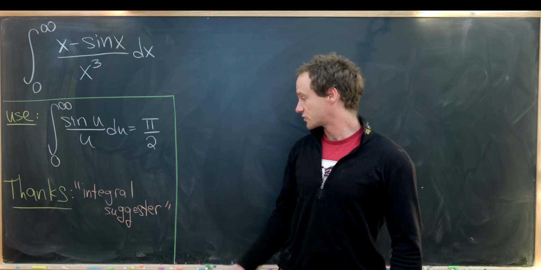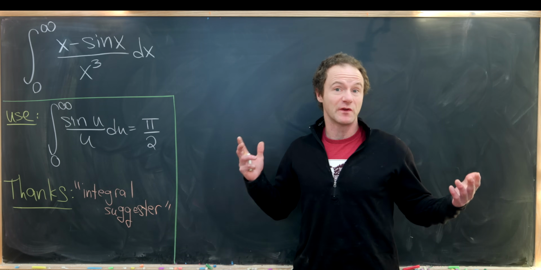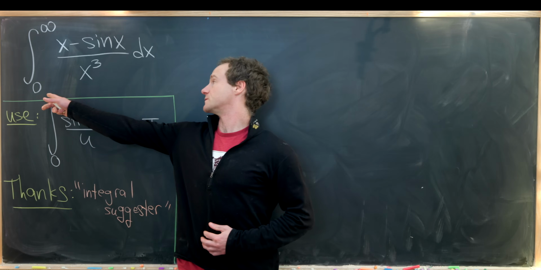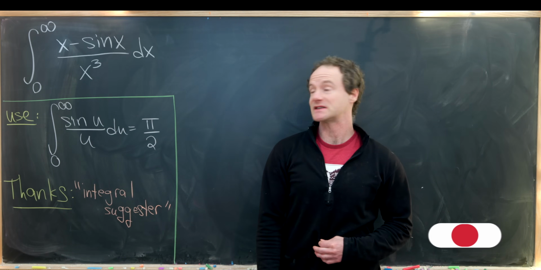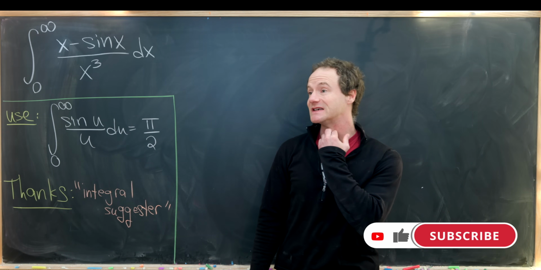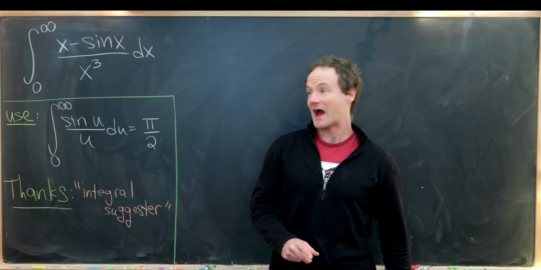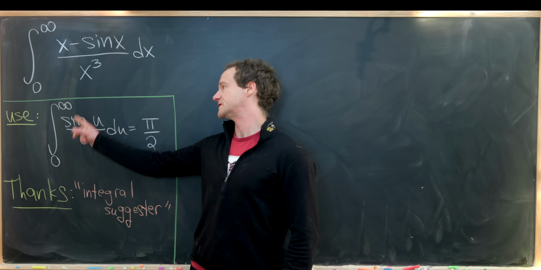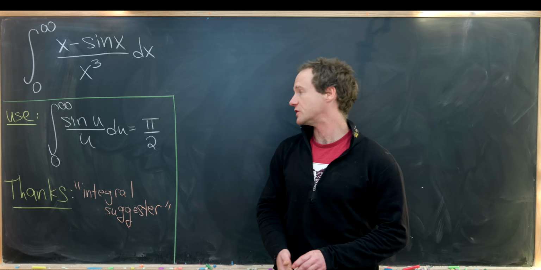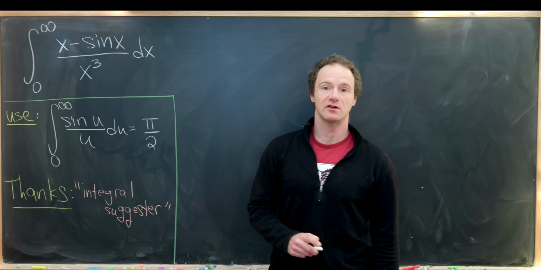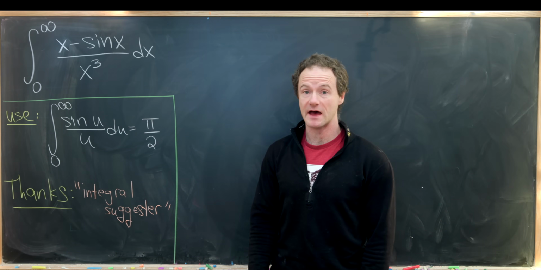Here I've got a nice integral that was suggested to me by someone that I'm calling the integral suggester. So this is the integral from 0 to infinity of (x minus sine x) over x cubed dx. And we're going to use the following well-known fact: the integral from 0 to infinity of sine u over u du is pi over 2. I think I've derived this on the channel before if you want to try to find that.